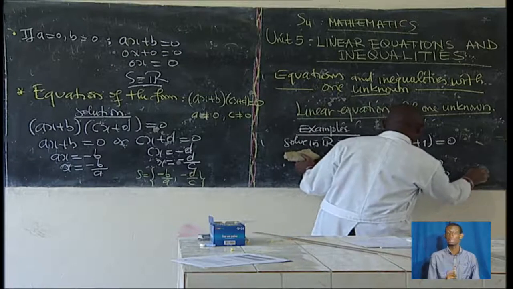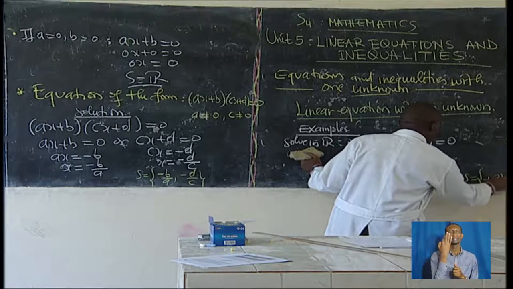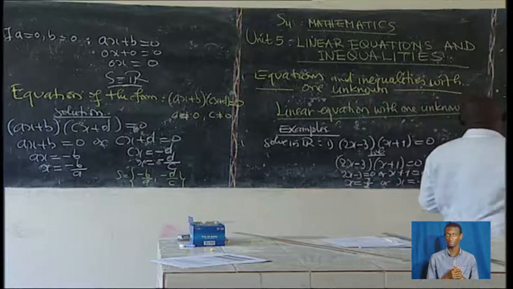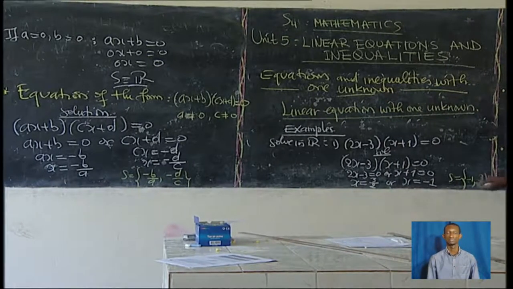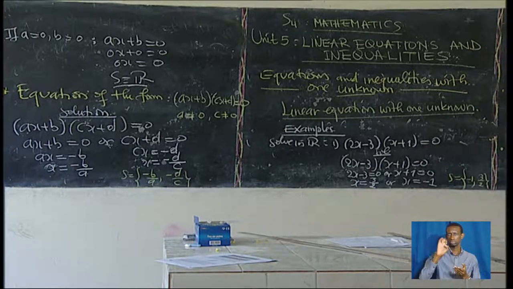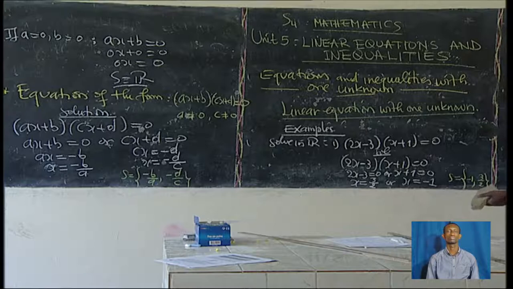So the set of solution is minus 1 and 3 divided by 2. Are we together? Now, there we have two linear factors. You can have more than two factors. The way of solving such kind of equation is still the same. Of course, when the right-hand side is equal to 0. If it is not 0, you have to expand. Another example, we can have minus 1 plus x.